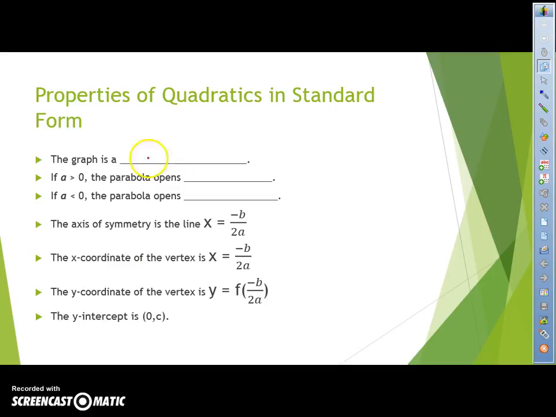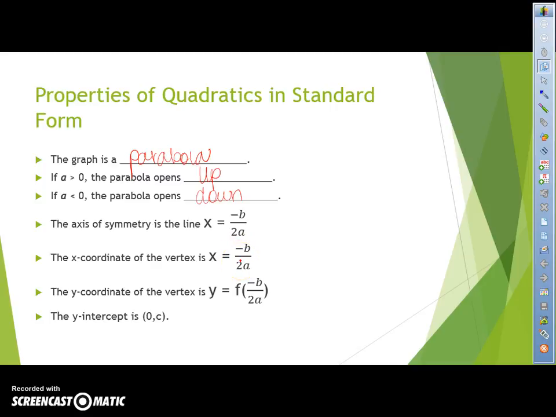So once again, the graph is a parabola. Looking at our a value, if a is greater than 0, the parabola is going to open up, just like the example that we just saw. If a is less than 0, the parabola is going to open down. The axis of symmetry is found by taking your b and your a values and setting them into the following equation, negative b over 2a. That also is going to give you the x-coordinate of your vertex.